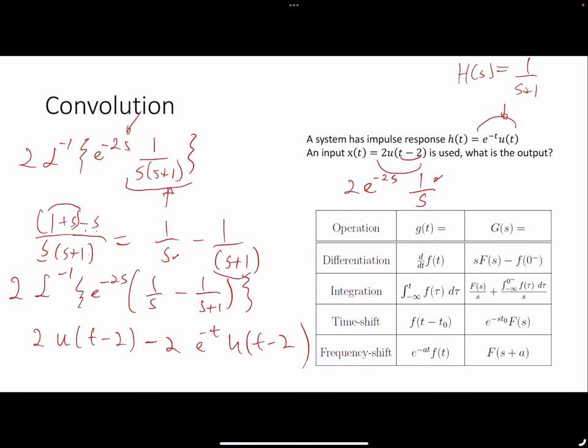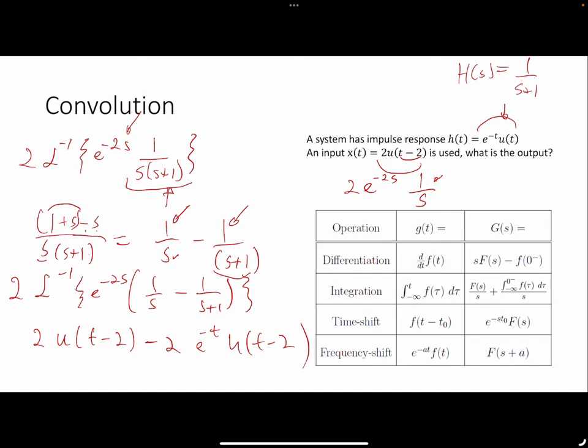Of course, you could have done it the way that I taught you, which is basically multiply by s and evaluate at 0, which is going to give you 1. There it is. And then multiply by s plus 1 and evaluate at negative 1, which is going to give you negative 1. I just did this one by inspection.